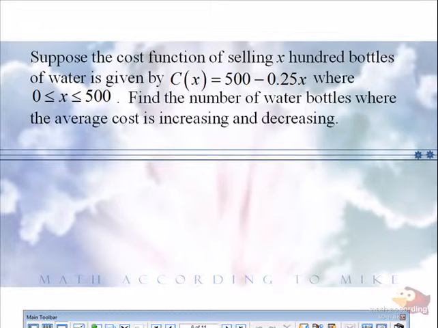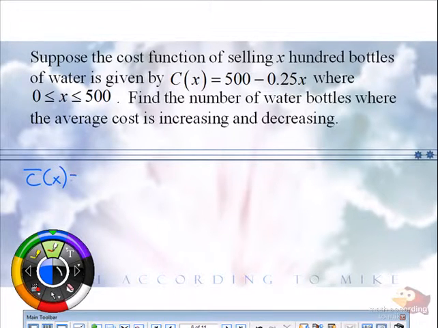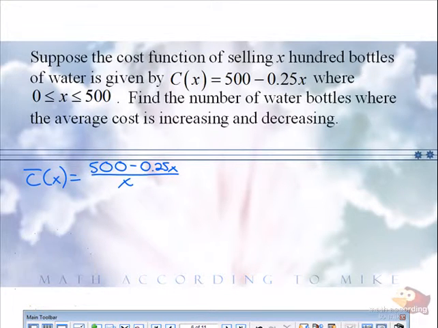How do we find average cost? C bar of x is the cost function over x. So to determine where it increases or decreases, we have to determine if the derivative is positive or negative. So we have to do the quotient rule here. We technically don't have to. We could break it up into two pieces, clean it up, and then use your power rule.